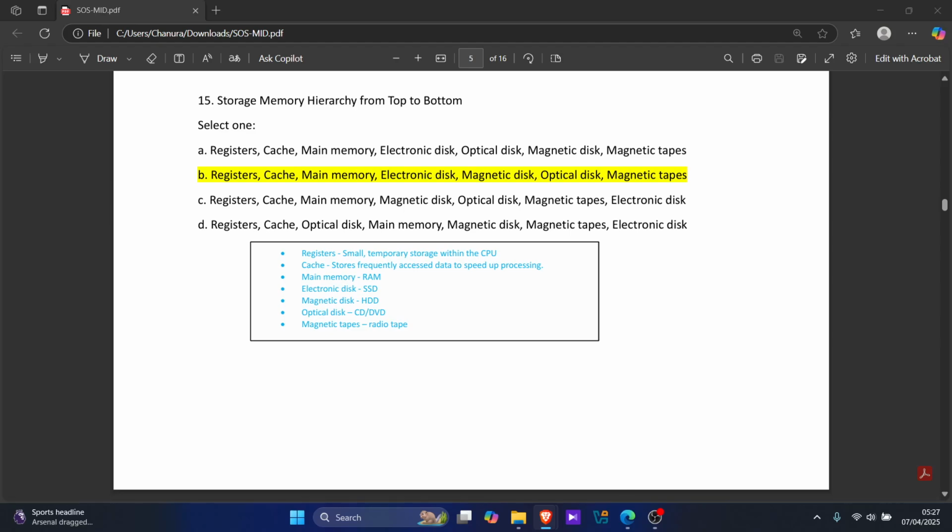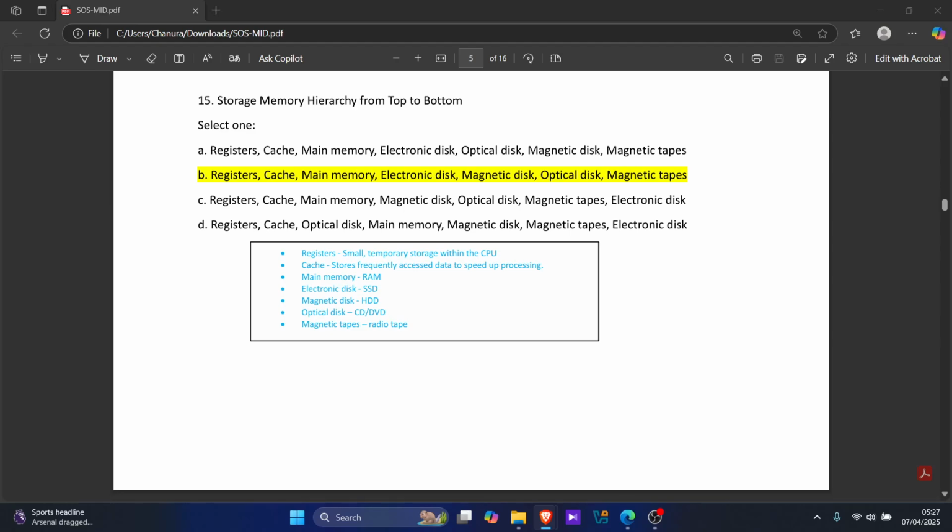Wait, in option A, after electronic disk comes optical, then magnetic disk. That might not be correct, because magnetic disks are faster than optical disks. HDDs are usually faster than optical. So the order should be electronic disk, then magnetic disk, then optical disk, then magnetic tapes. So option B: registers, cache, main memory, electronic disk, magnetic disk, optical disk, magnetic tapes.